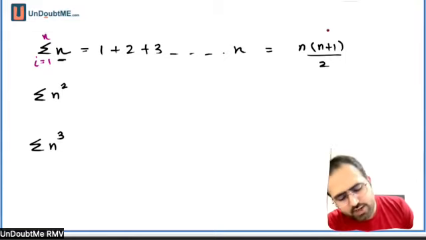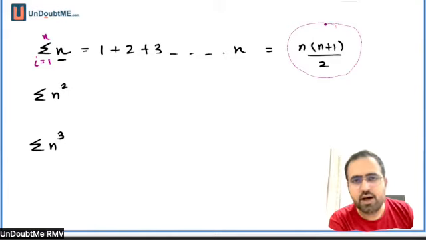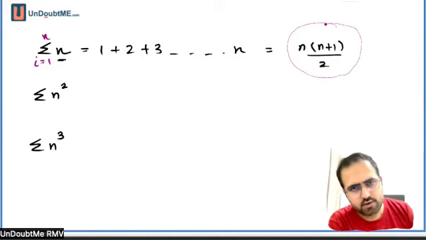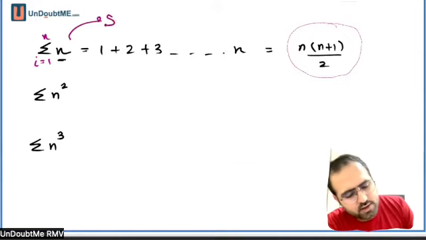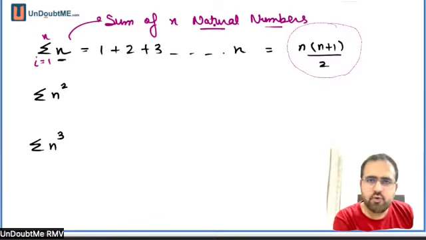So what you have to understand over here is that this is the final result for sigma n. Sigma n is the sum of n natural numbers. Let me write that. This is the sum of n natural numbers. Natural means it starts from 1 and they are all integers.